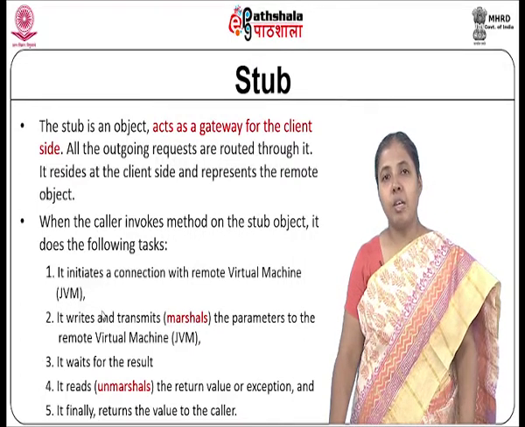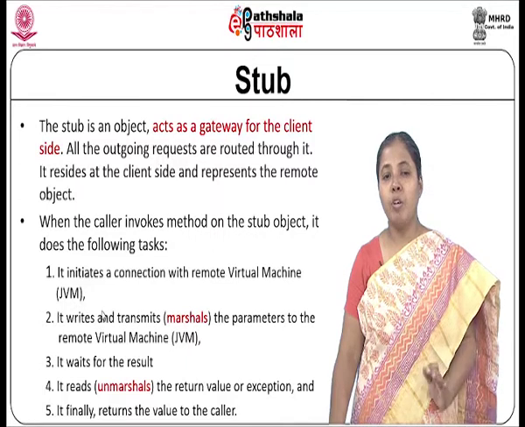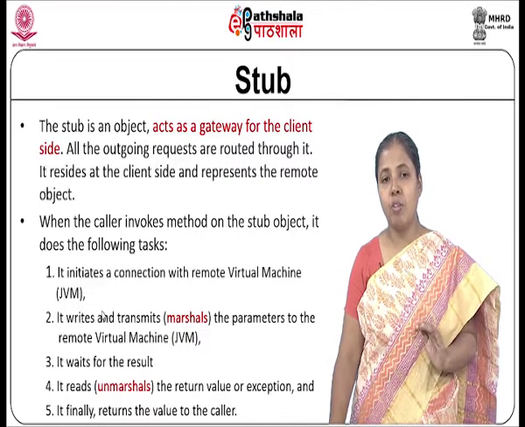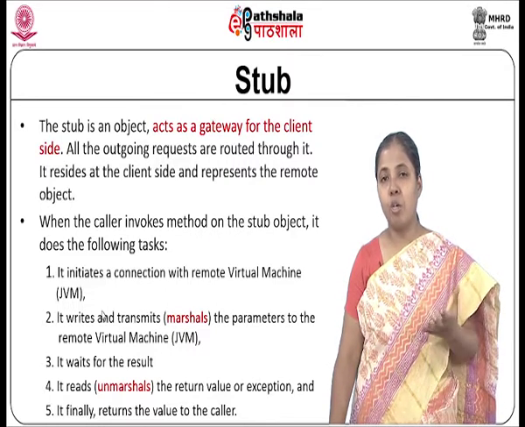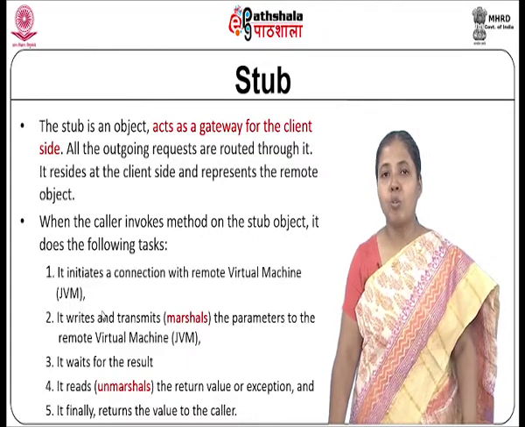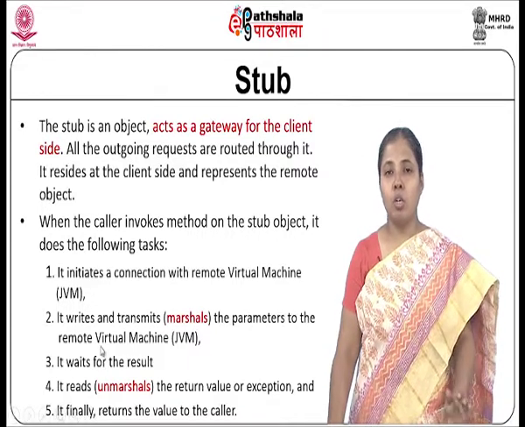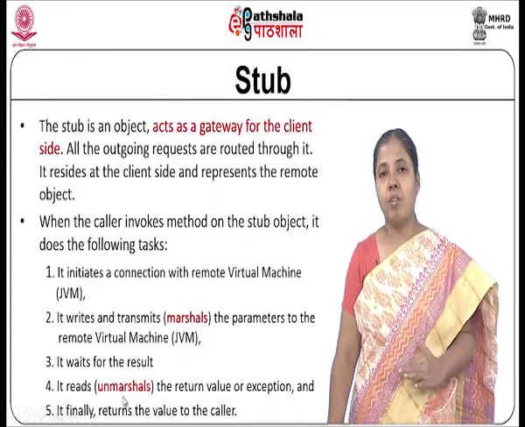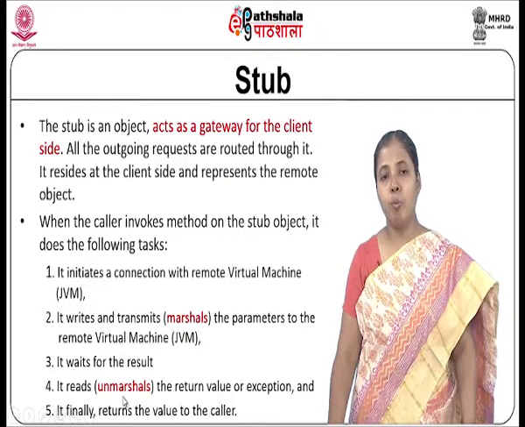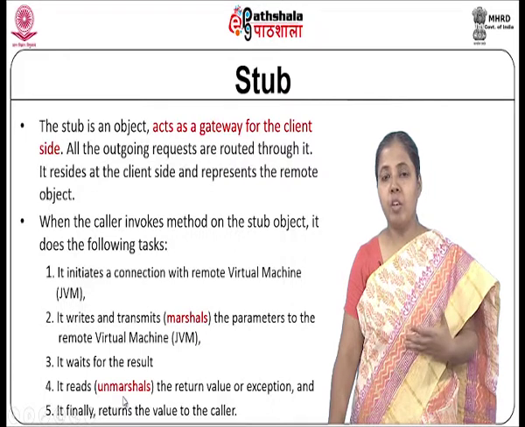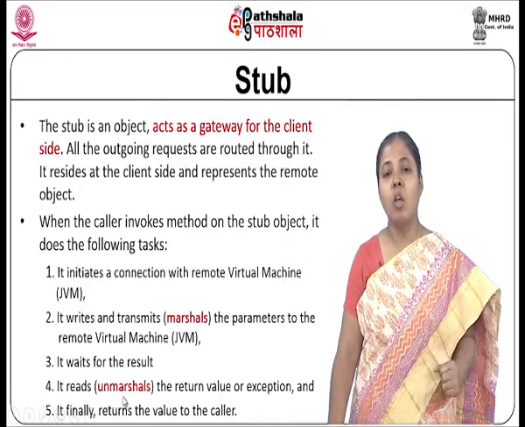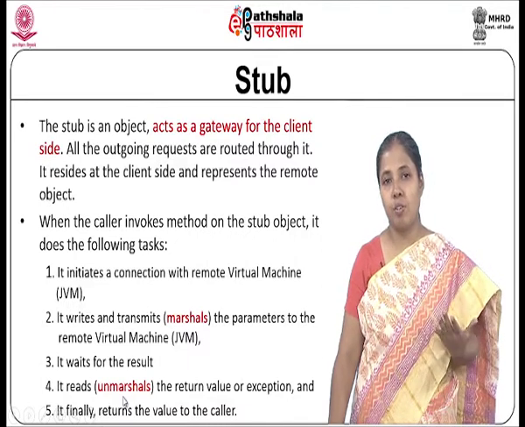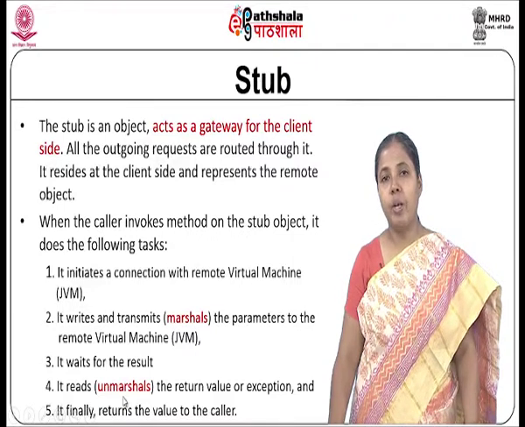In the second step, it writes and transmits the parameters to the remote JVM. So we can see that it would do the marshalling process and transmit the information, taking the parameters that have to be passed to the remote object. And now the client stub would be waiting for the result. And once the server completes the process and sends back the results, this client stub would read, which means here that we will unmarshal the return values, or the exception if one has happened, and it finally returns the results to the caller process. So these are the steps that would be done by the client stub.